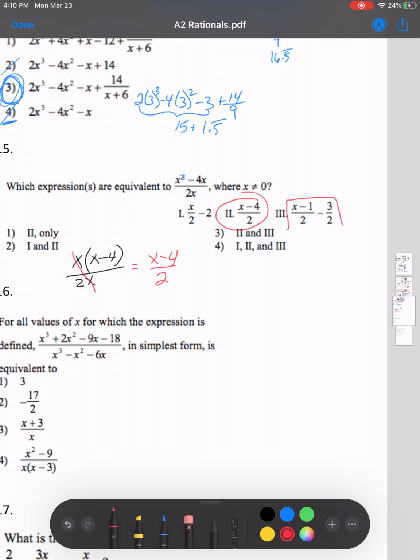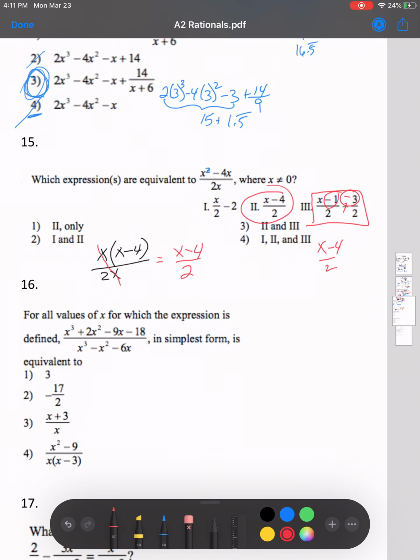Now I'm going to take a look at number 3, and right away I see that number 3 has common denominators. So if they have a common denominator, I can go ahead and subtract them. Well, I hate subtraction, so I'm going to distribute the negative up here. And when I combine like terms, I get x minus 4 over 2, which is the exact same thing as choice number 2. So far I got choice 2 and choice 3 that I know work.